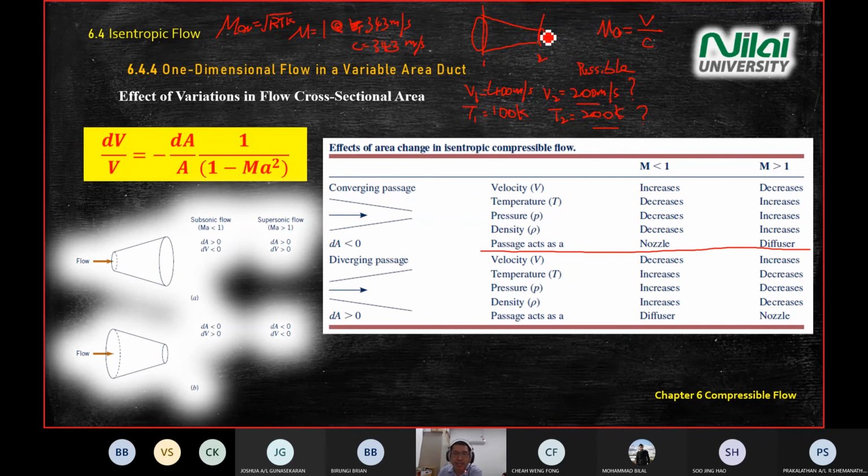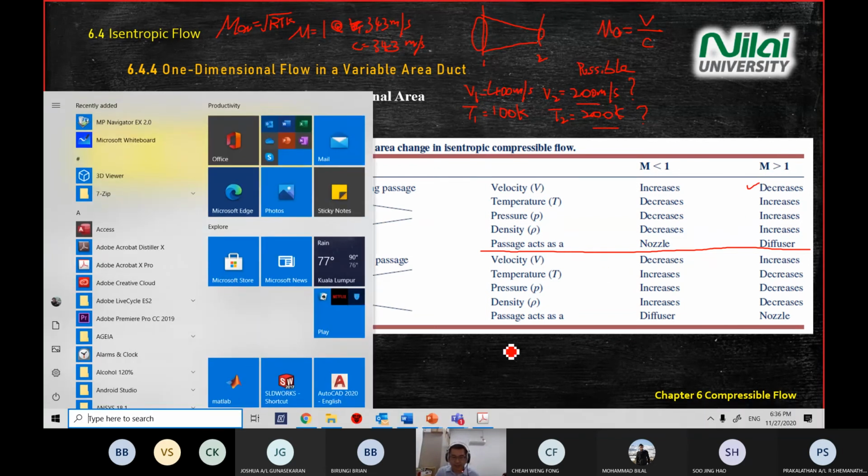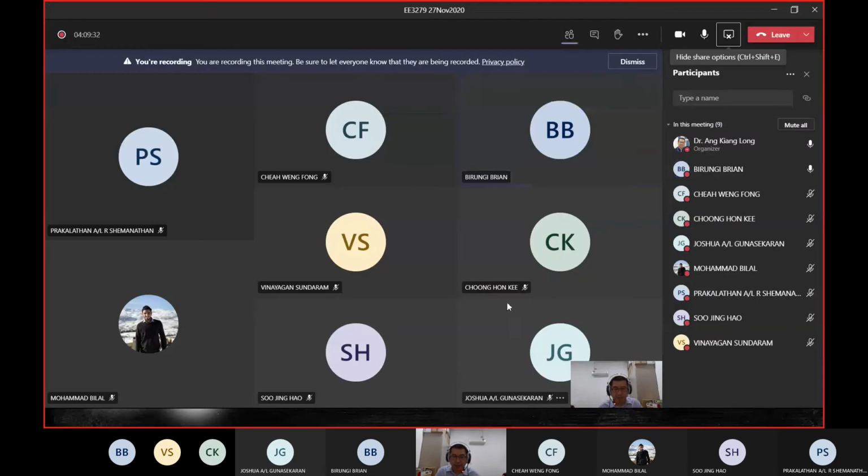The flow comes out at the end here. It is possible you get 200. And why? Based on this table. Because the velocity decreases. Because the Mach number is more than 1, velocity in this table, converging passage, is decreasing. So it's possible. Do you understand? Yes, sir. Okay, good. Let's move forward.